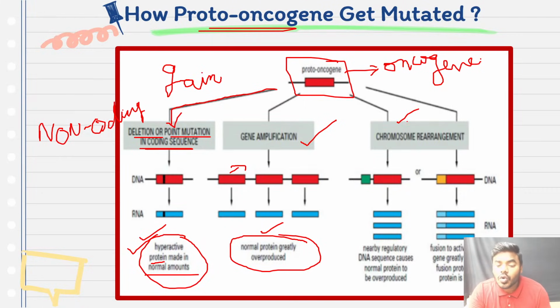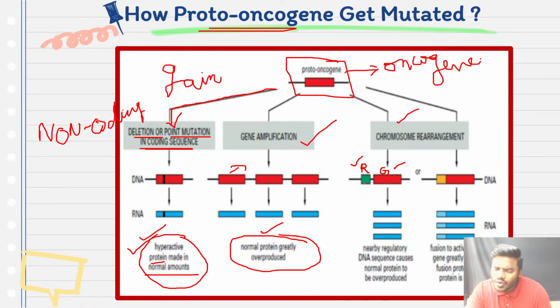Next one, chromosome rearrangement. Every one of you listen to me very carefully, friends. Don't get confused here. This is the gene, and the green color you can see, right, friends? This is the regulatory sequence. Okay, this is the gene, and this is the regulatory sequence. Kindly don't get confused with this point.